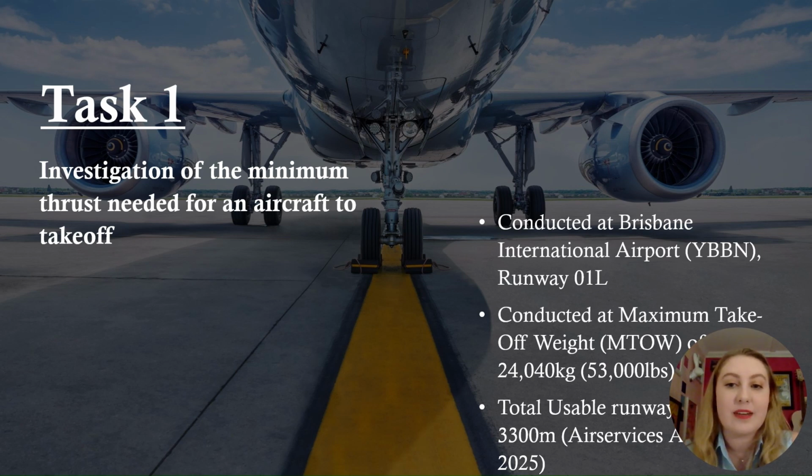Within Task 1, Group 18 investigated the minimum thrust required for an aircraft to successfully and safely take off at Brisbane International Airport on runway 01 left whilst at the maximum takeoff weight of 24,040 kilos. It is important to note that the total usable runway length is 3,300 metres as per the AIP chart of YBBN.